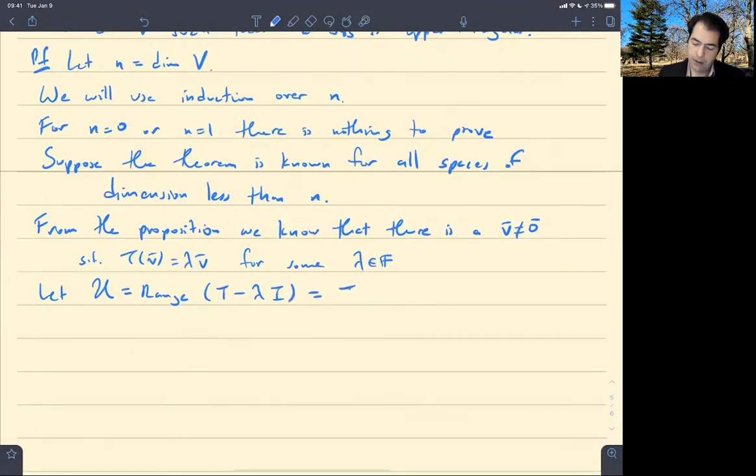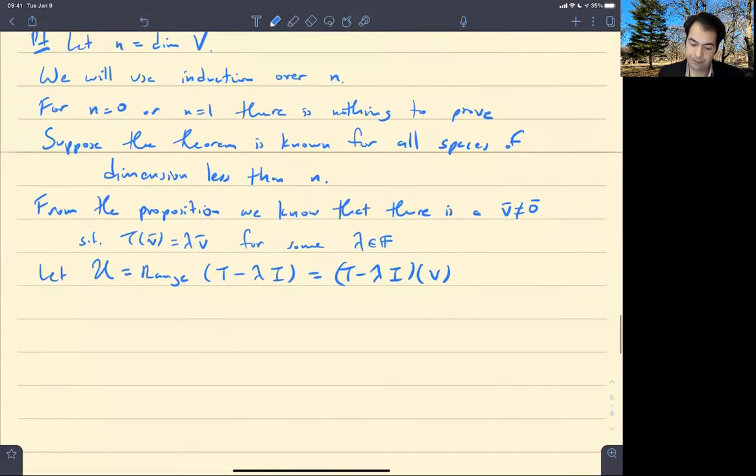Right, so that is T minus lambda I applied to V, to capital V. Okay, so let's notice that T restricts to a linear map from U to U, right? That is to say that if you start with a vector in U and you apply T to it, you end up with a vector in U, right?